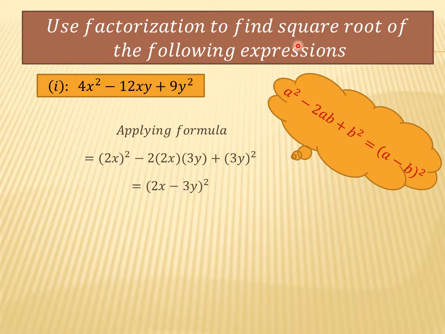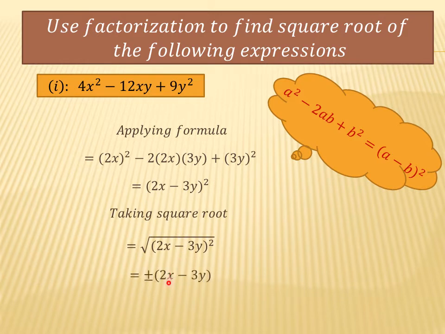Now come to the second part, which is taking the square root. You have to take the square root now. As you can see, we are having the sign of square here, so we can easily take the square root. Taking square root, writing the answer under the square root, we will get the answer plus minus 2x minus 3y, because square will get cancelled with the square root.